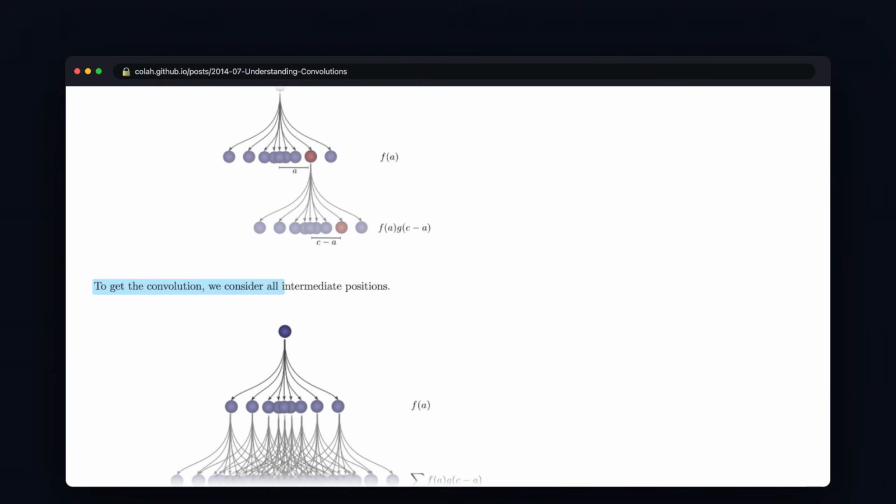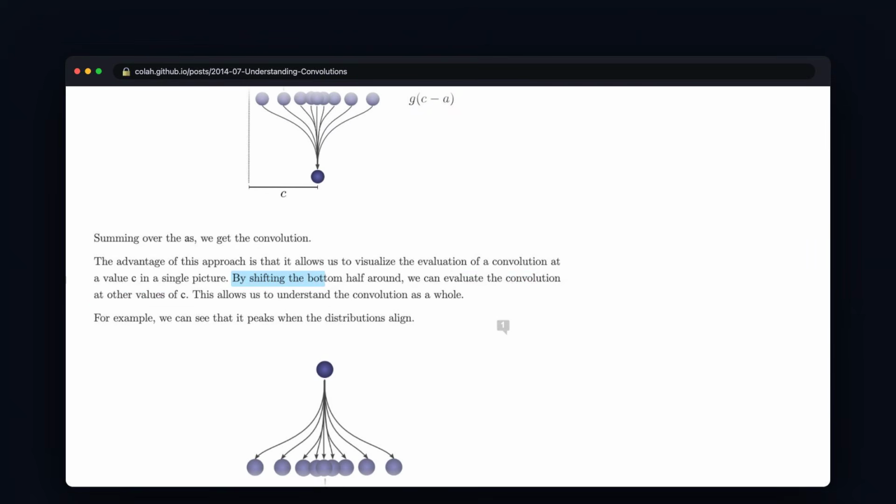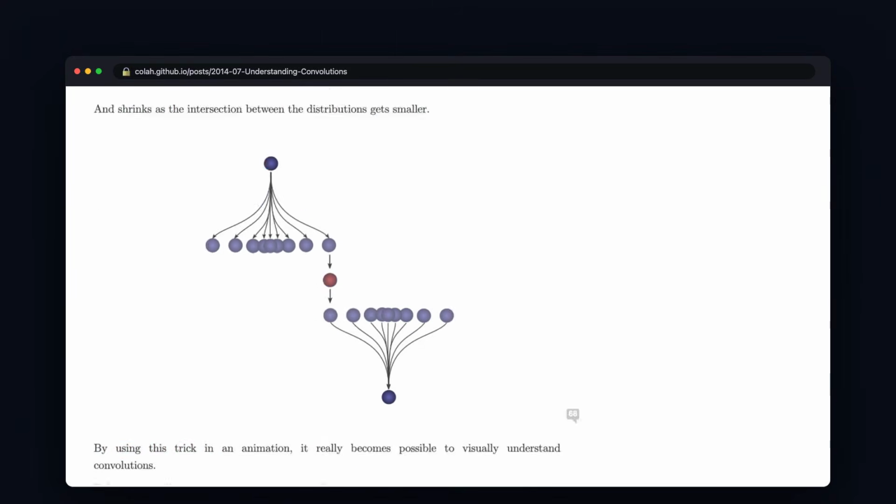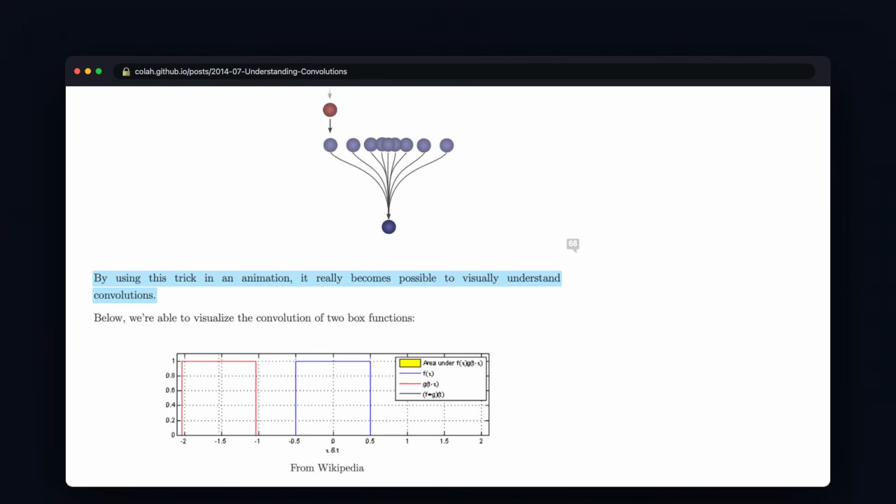Summing paths. To get the convolution, we consider every intermediate position the ball could take. A sliding trick. By shifting the bottom half around, we can evaluate the convolution at any value. It clicks. With an animation of this trick, it becomes possible to truly visualize a convolution.